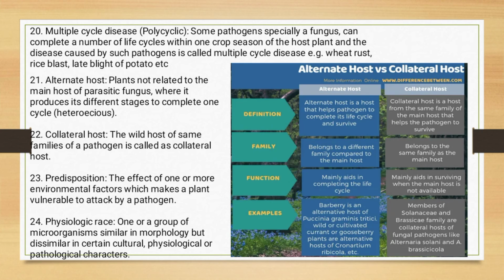Regarding examples, some examples are here. Alternate host: barberry is an alternate host of Puccinia graminis tritici. Then in case of collateral host, members of the Solanaceae and Brassicaceae families are collateral hosts of fungal pathogens like Alternaria solani and Alternaria brassicola.